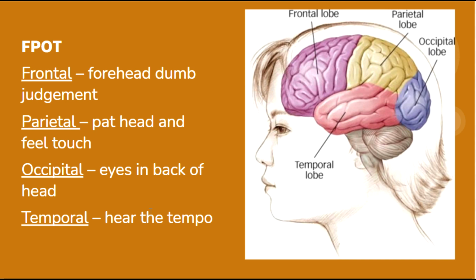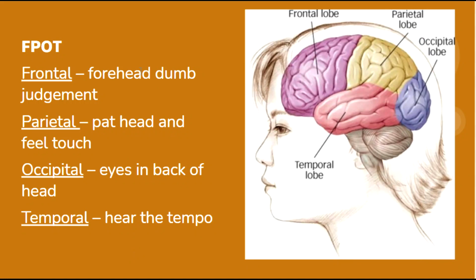This is something that's important to learn in intro psych. The frontal lobe, I say dumb judgment, and this is just ways to remember. People do like this, like, duh, I'm so dumb, right? So frontal lobe is judgment. We think, we plan, and we make decisions in the frontal lobe.